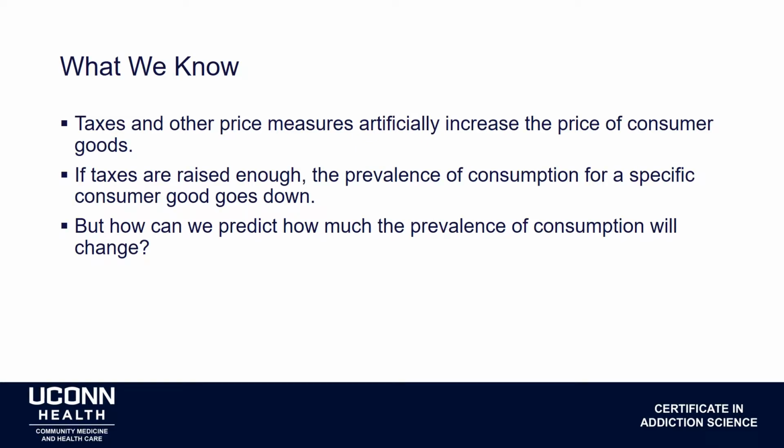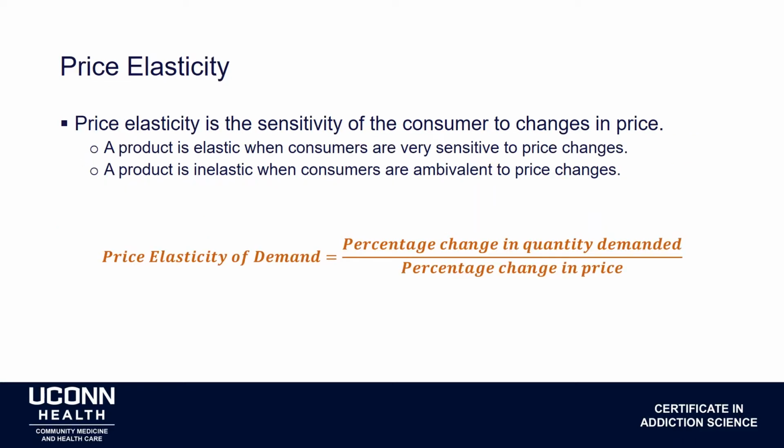Here's the basic background. We know that taxes and other measures will artificially increase the price of a consumer good. So basically, we're trying to get rid of that supply and demand equation. If they're raised enough, we do know that the prevalence of consumption for a product will go down, regardless of what that product is, whether it's a non-psychoactive substance, whether it's a psychoactive substance, or just a general product. And again, what this price elasticity does is allow us to predict how much that consumption will change.